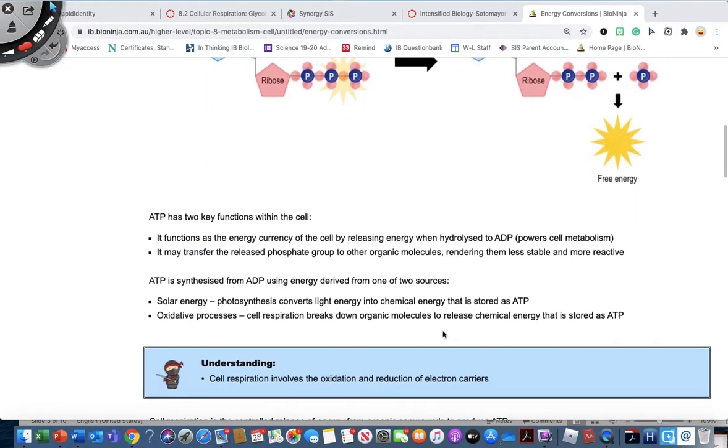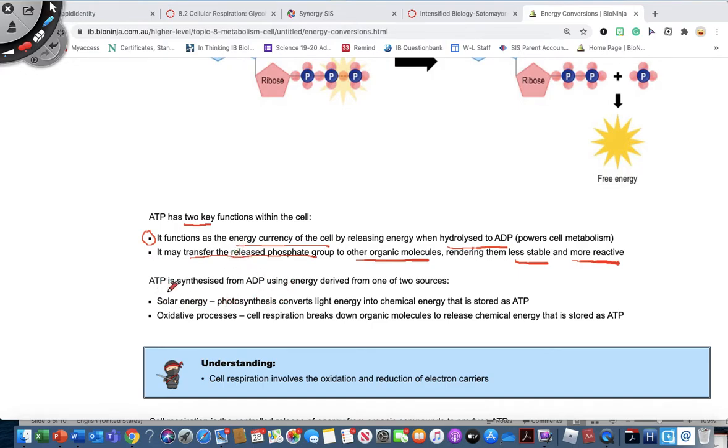Now, what is the key function of ATP? So ATP has 2 key functions. It functions as the energy currency of the cell by releasing energy when hydrolyzed to ADP. But it may also transfer the released phosphate group to other organic molecules, rendering them less stable and more reactive. So this is something that ATP can do, but we're going to focus more on this function right here today.